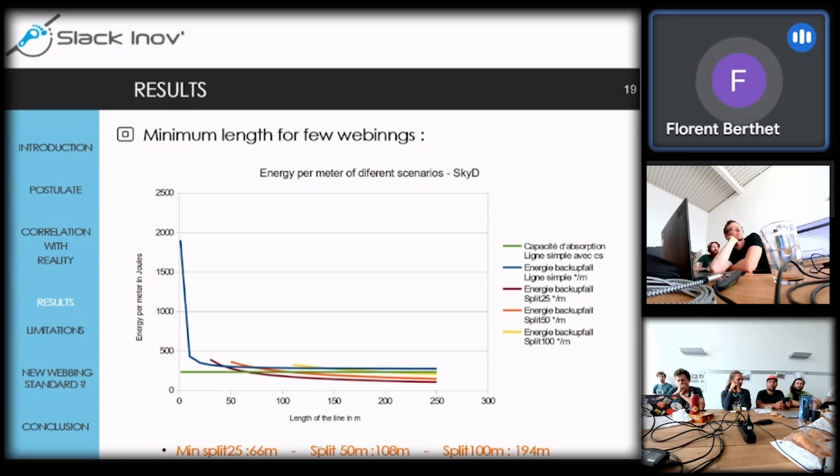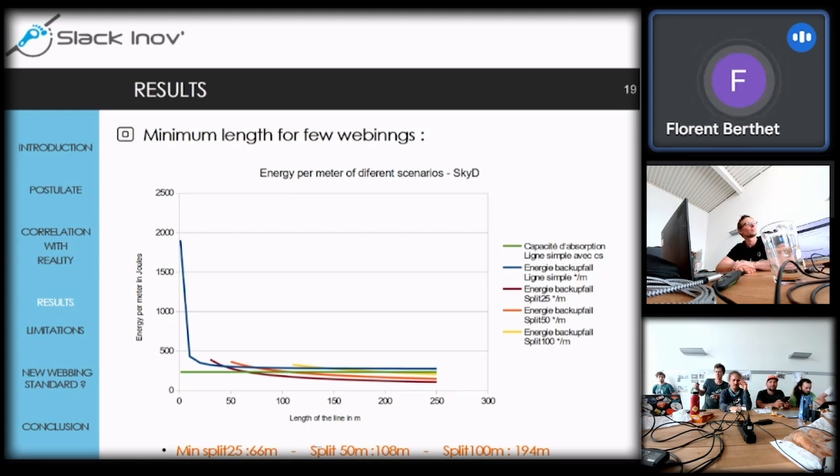Yes, Augustin was asking about the pretension of the main line. And in a few slides, I will discuss it. But effectively, the pretension is already consuming a bit of energy, and that energy is to be deducted from the capacity of the webbing.